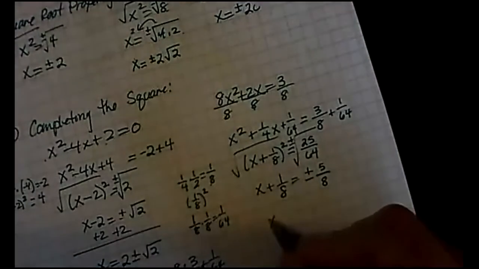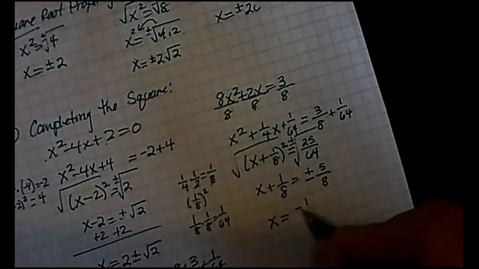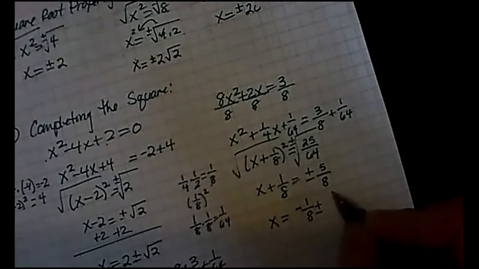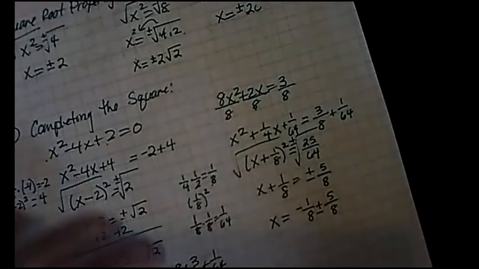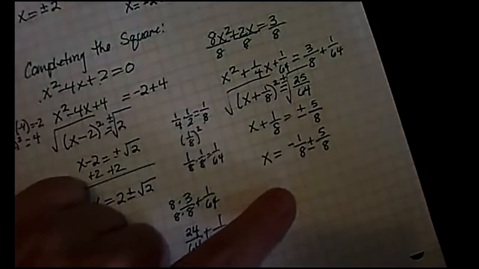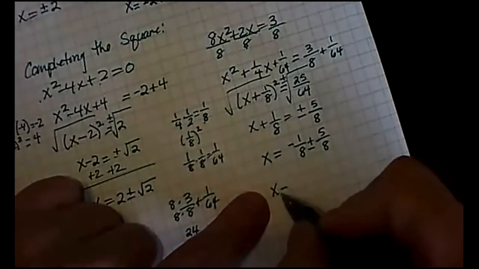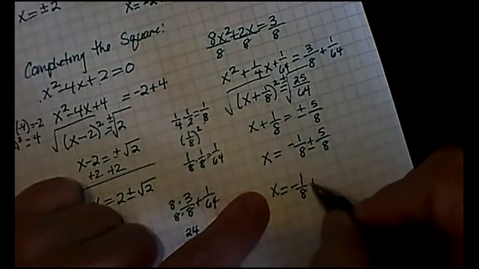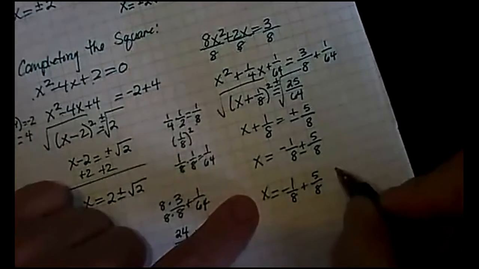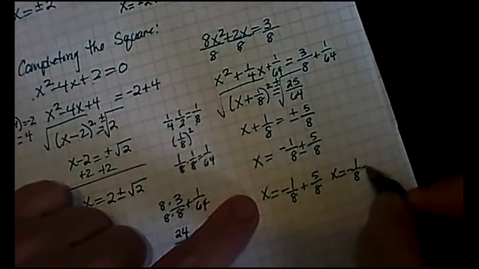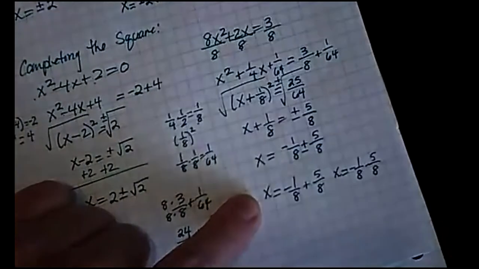So solving for x, we'll subtract 1/8. So minus 1/8 plus or minus 5/8. If this confuses you, write it out. So x is equal to negative 1/8 plus 5/8, and x is equal to negative 1/8 minus 5/8.